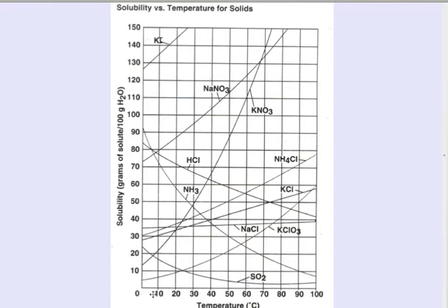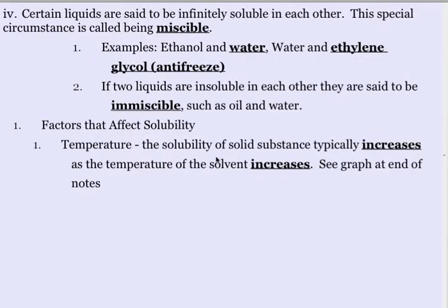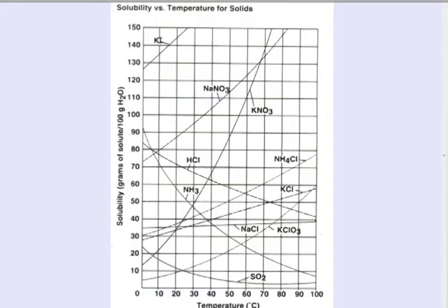You can see lots of different salts and how they do over temperature. Most of them slope upwards as temperature increases because we have more solubility. There are some weird ones: hydrochloric acid goes down, ammonia goes down, and SO2 goes down. But for the most part, the trend is that as you increase temperature, typically the amount of solute you can have also increases.